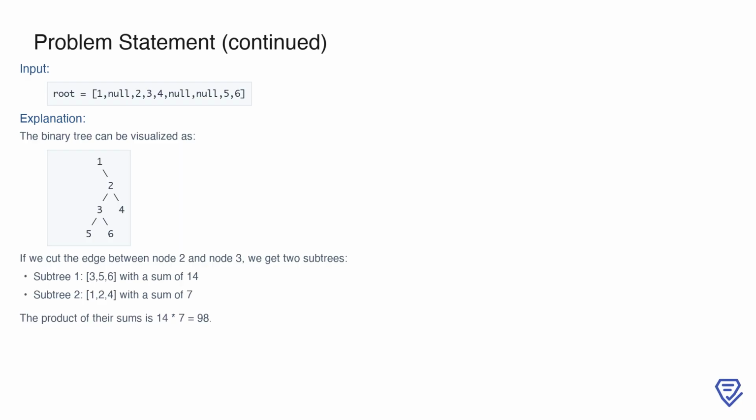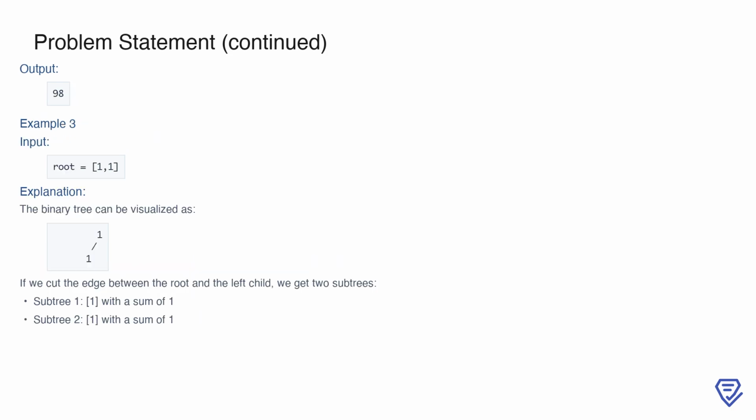If we cut the edge between node 2 and node 3, we again create two subtrees. The first subtree, consisting of nodes 3, 5, 6, has a sum of 14. The second subtree, made up of nodes 1, 2, 4, has a sum of 7. Multiplying these two sums gives us 14 times 7, which equals 98. The output for this example is 98.